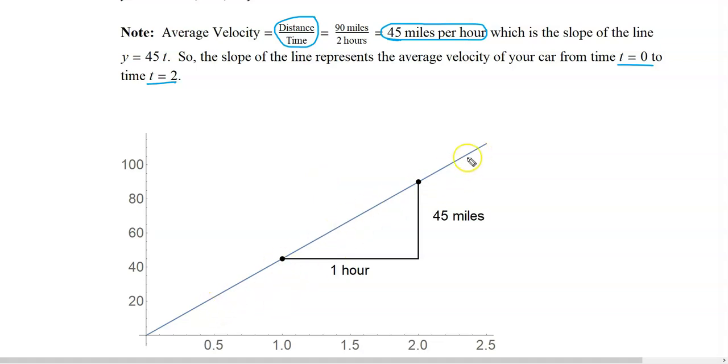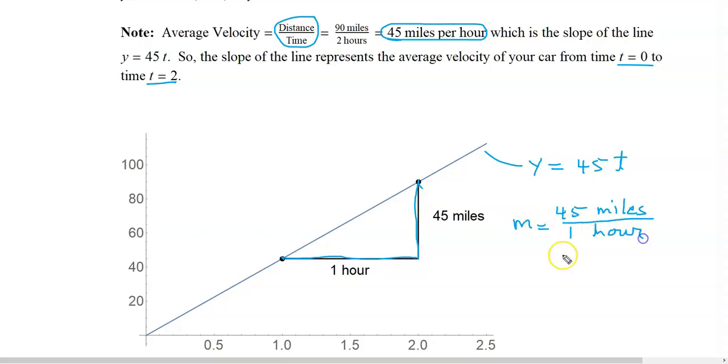So down here we have the graph of our position function. This line right here is the graph of y equals 45t. And notice that the slope of this line is 45. So if we go over 1 hour in time, we will move 45 miles. So if our time changes by 1 hour, our position changes by 45 miles. And so our slope m is 45 miles divided by 1 hour, or 45 miles per hour.